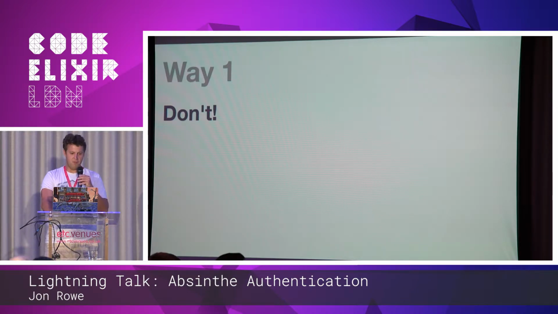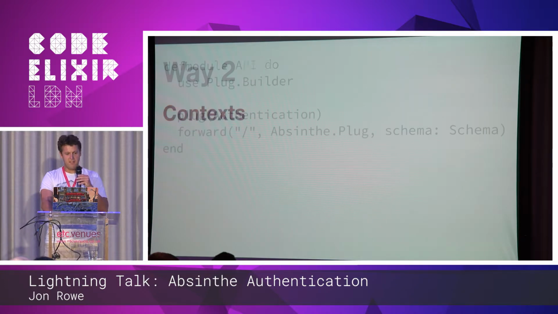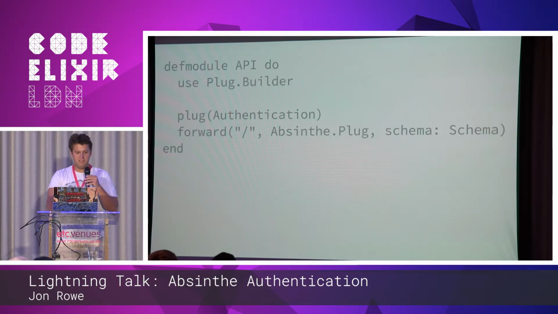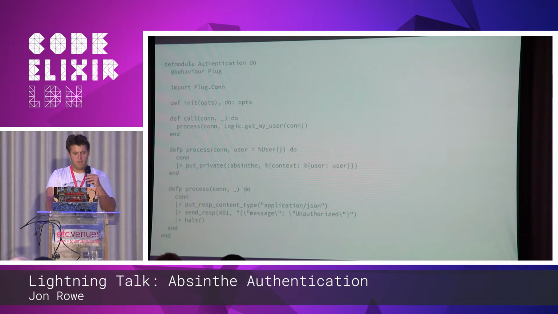But for the sake of doing it the proper way, you need to put something into your context. The way to do this is you need to have a plug in front of your Absinthe plug. So this is the equivalent of a Phoenix pipeline, but it's done just with the generic plug builder. So I've stuck a plug called Authentication in front of my Absinthe plug, which is just forwarding to my schema. My authentication plug doesn't have to be very big.